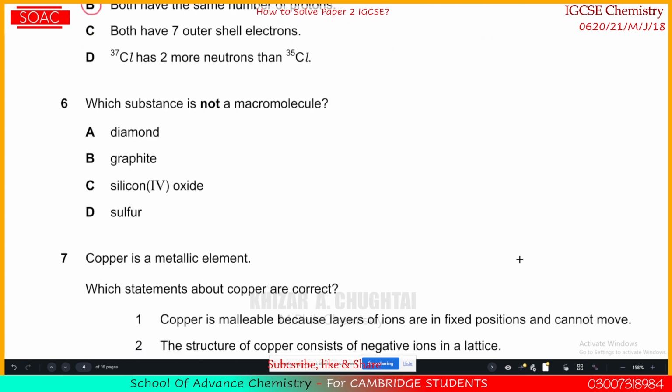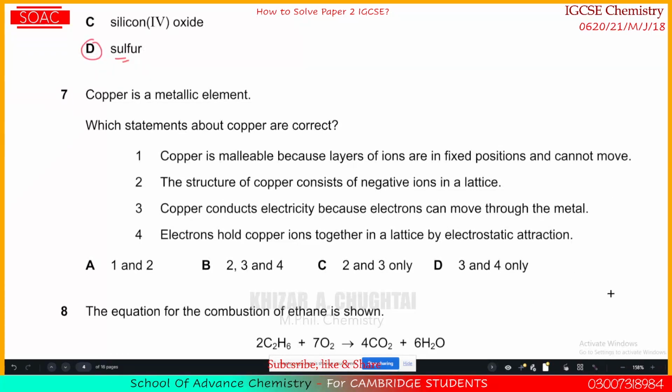Question number 6. Which substance is not a macromolecule? And that is sulfur. D, correct. Copper is a metallic element.